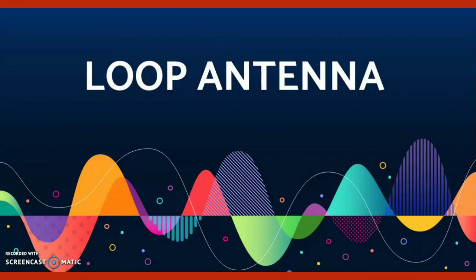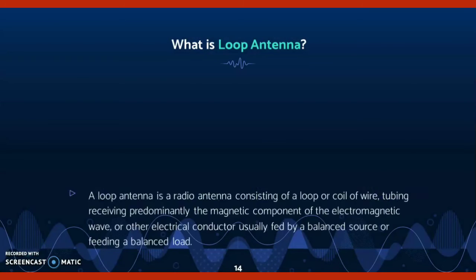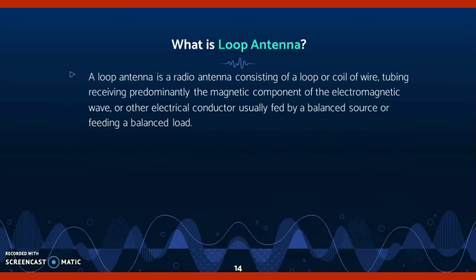Next is the loop antenna. So what is loop antenna? A loop antenna is a radio antenna consisting of a loop or coil of wire, tubing, or other electrical conductor, receiving predominantly the magnetic component of the electromagnetic wave, usually fed by a balanced source or a feeding balanced load.